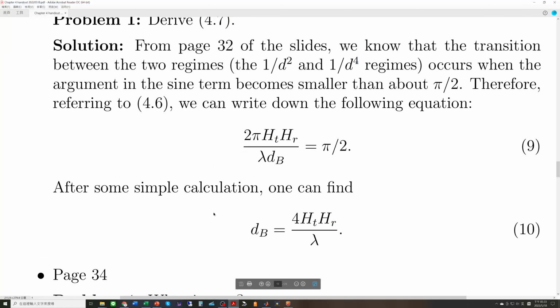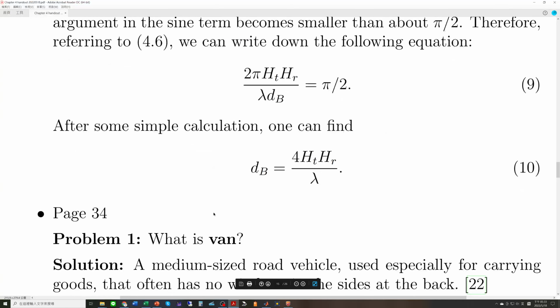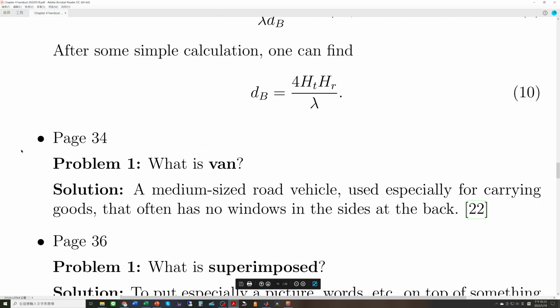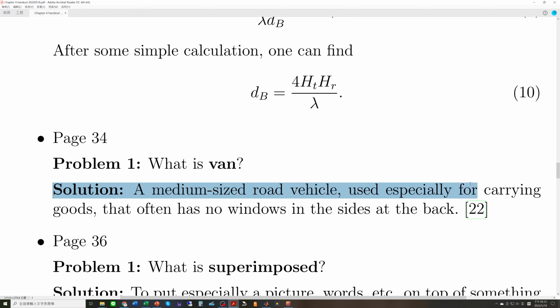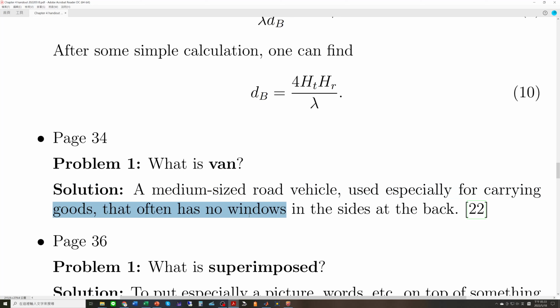Let us see the handout. Page 34, problem 1. What is van? Solution. A medium-sized road vehicle used especially for carrying goods that often has no windows in the sides at the back.